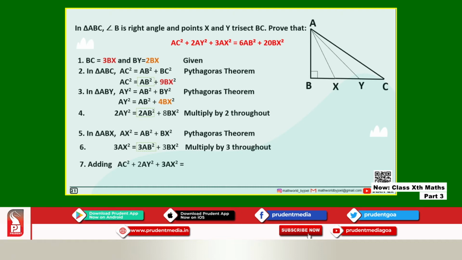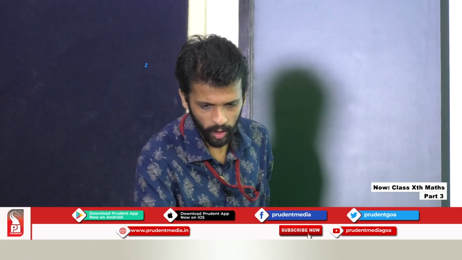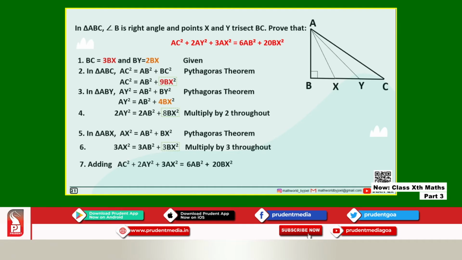So I have AB square plus I have 2AB square plus I have 3AB square. It is just like, one chocolate, then 2 more chocolates and 3 more chocolates. All of them together, how much? So 3 plus 2 will become 5, 5 plus 1 will become 6AB square. Correct? Now look at the next part. So I have 9BX square, 9 chocolates, plus 8BX square, 8 chocolates, and 3BX square. So add all of them together and you would end up getting 20BX square, and that is what is asked from us to prove.